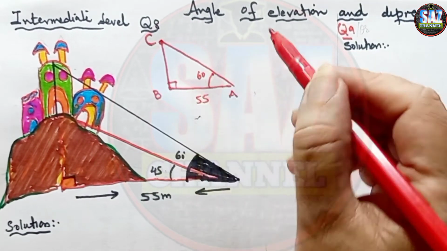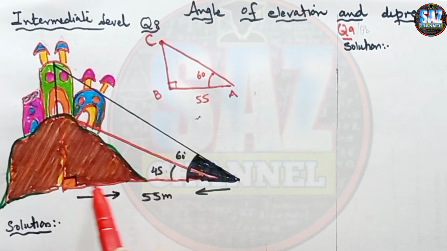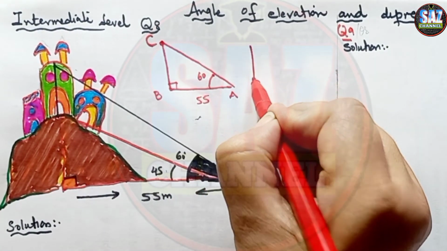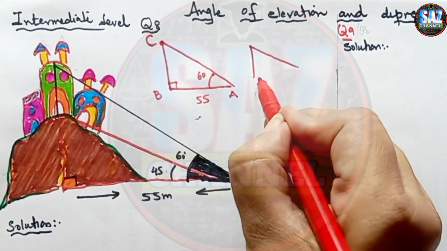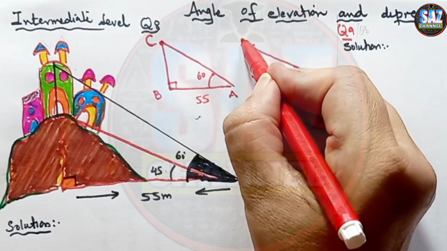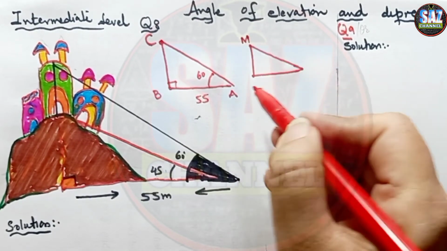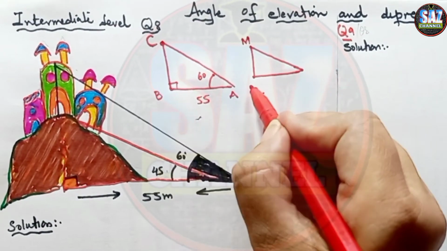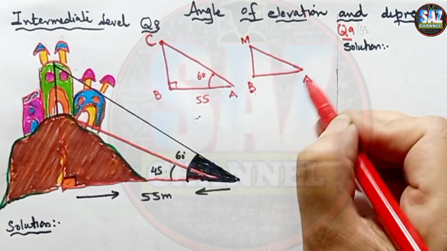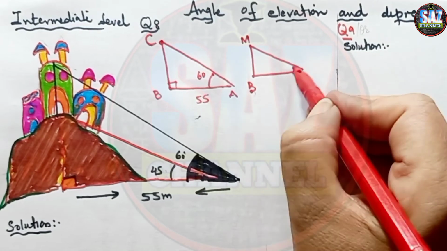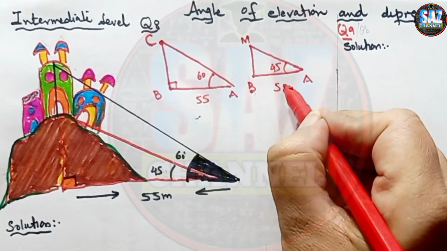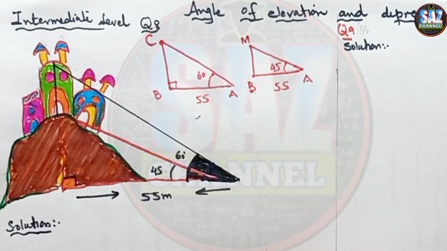Now if we look at this inner small triangle, that is the top of the mountain. As this is the top of the mountain, we can use the letter M, and this is B, which is already a common point here, and this is A, which is already in the diagram, and this angle is 45 degrees, and this base is the common base, which is 55.